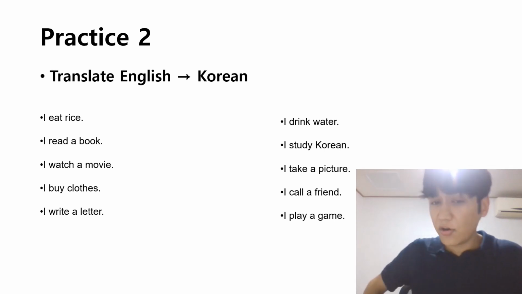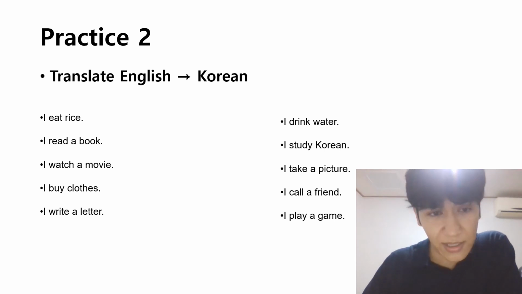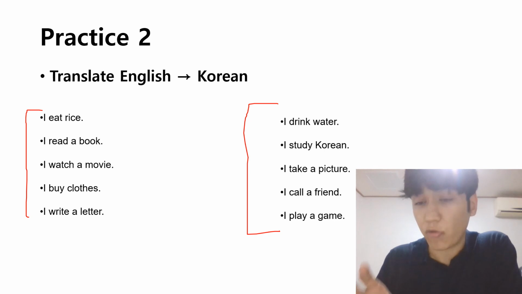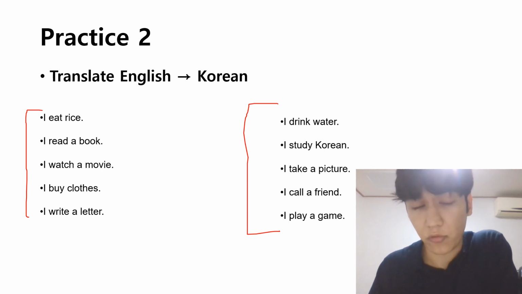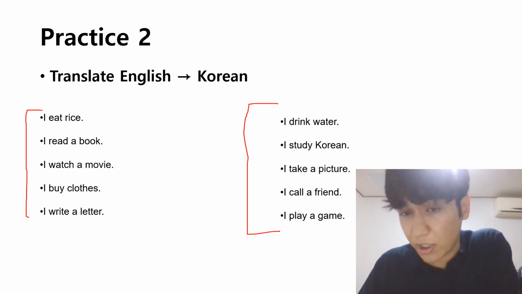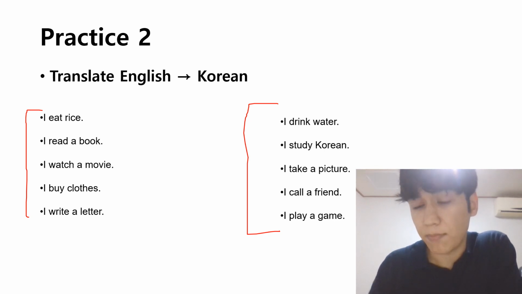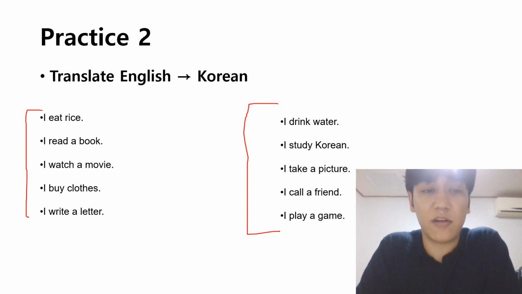So yeah, very simple sentences, 10 I guess, 5 here and 5 here. You can just translate them into Korean using, of course, the right object particle. So, I eat rice. 쌀을 먹어요 or 밥을 먹어요. You can say it like this. I drink water. So I say 저는 물을 마셔요. 저는 물을 마셔요. Right? So you can do it like this.